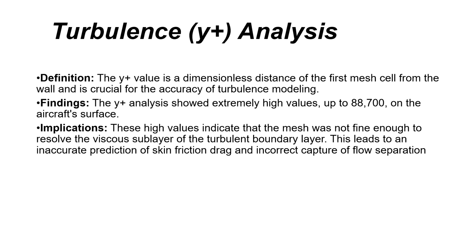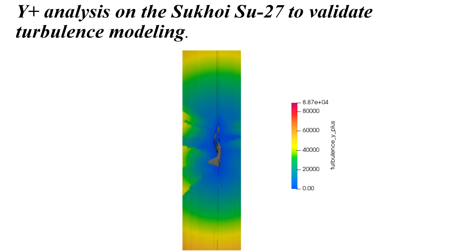Turbulence analysis. Turbulence modeling is a crucial part of CFD. The y+ parameter is used to judge how well the mesh resolves the near-wall region of the flow. Ideally, depending on the turbulence model, y+ should either be in the range 30 to 300 for wall functions or less than 1 for resolving the viscous sublayer directly. In my case, the values went a little high, which clearly indicates that the mesh was too coarse near the surface.